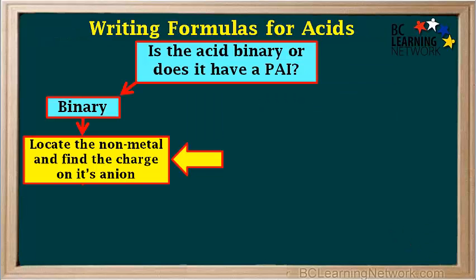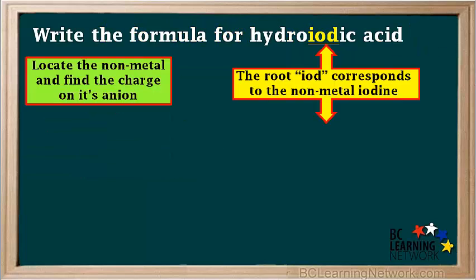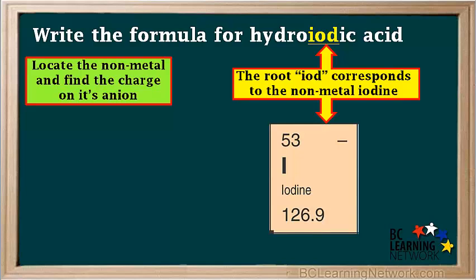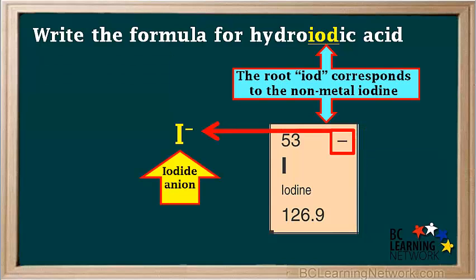If it's a binary acid, the first step is to locate the nonmetal and find its charge on its anion. The root IOD corresponds to the nonmetal iodine. Locating iodine on the periodic table, we see that the anion of iodine has a charge of -1, and it's called the iodide ion, I-.